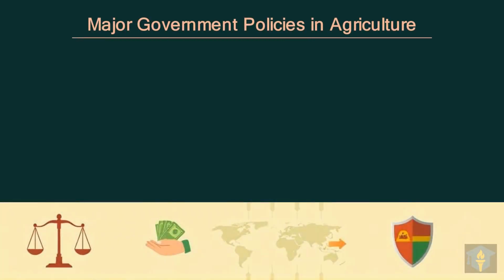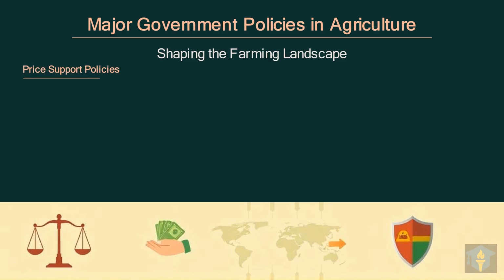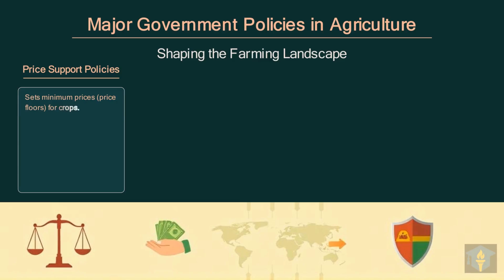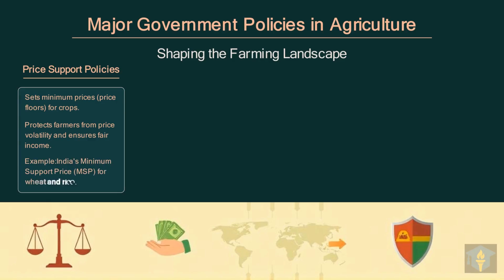Let's examine the major government policies that shape agricultural practices and markets. These policies actively shape the entire farming landscape and production environment. First, we have price support policies that establish minimum price levels. These policies set minimum prices, known as price floors, for various crops. They protect farmers from price volatility and help ensure they receive fair income. A great example is India's minimum support price system for wheat and rice.